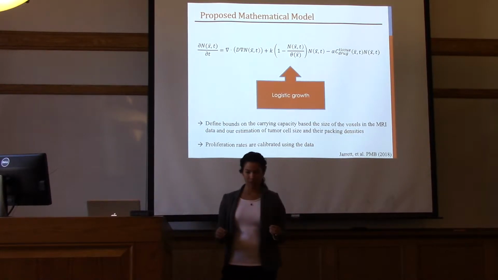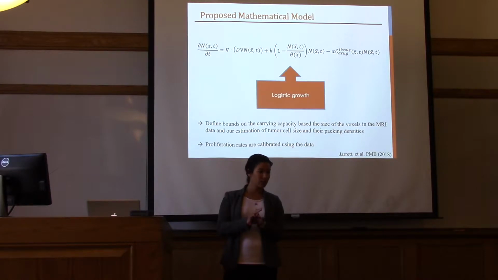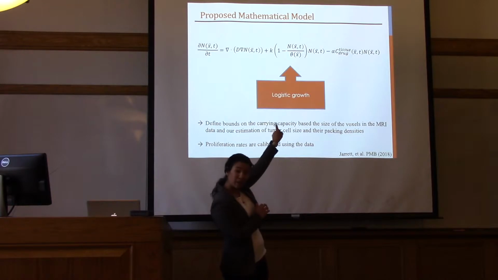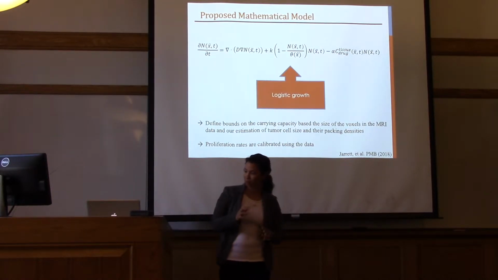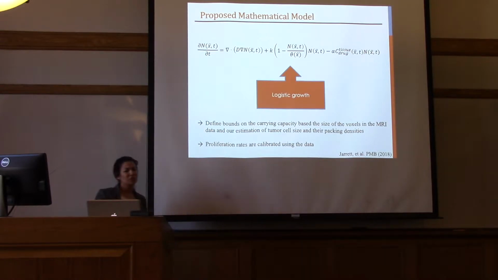For example, for the carrying capacity, we know the size of the voxels within the MRI. We know the approximate sizes of the cells, and we know their approximate packing density. So we can put a limit on that. It's also a spatially defined parameter, so we're doing this for each individual voxel within the tumor. It actually used to be the other way around when I first came on board. Proliferation rate was local, and the carrying capacity was global.